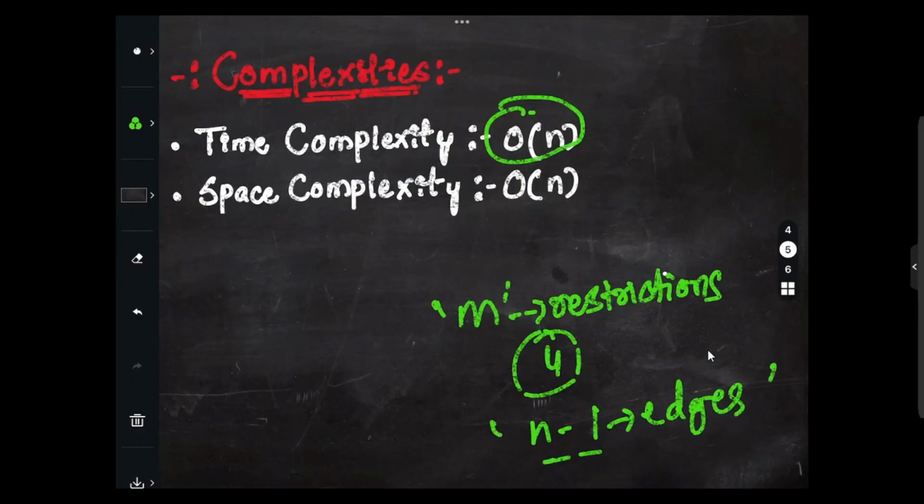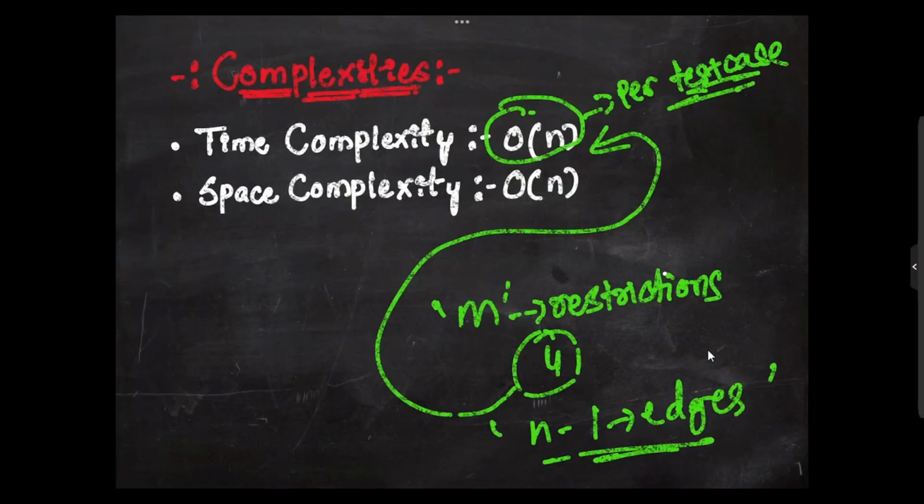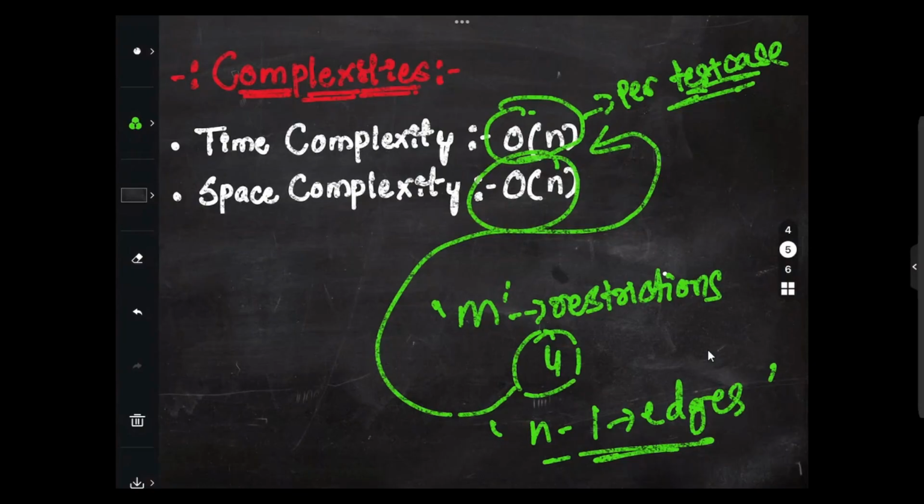So overall time complexity would lead to big O of n per test case. So this is the time complexity. Now, what would be the space complexity here? The space complexity would be big O of n for the is restricted center array.